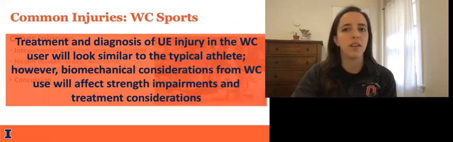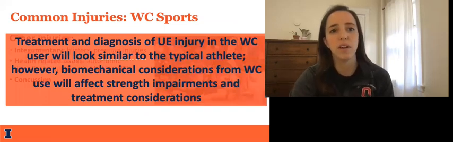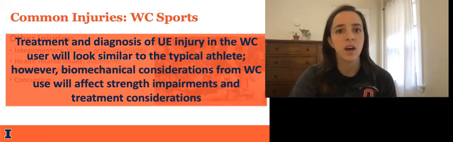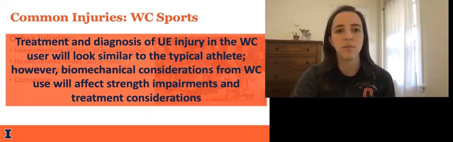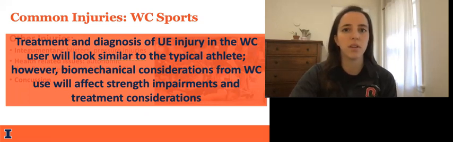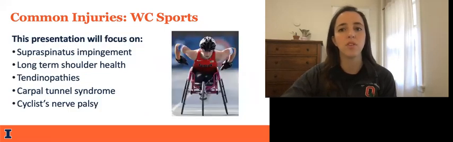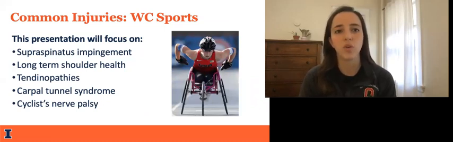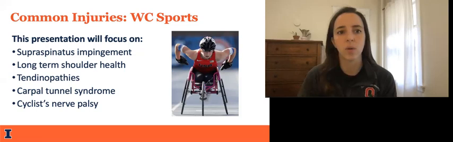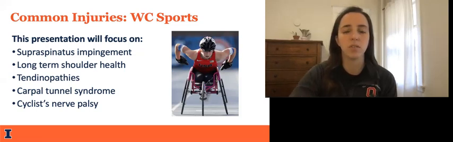So I do want to have a little bit of a disclaimer here that the treatment and diagnosis of upper extremity injury in the wheelchair user is going to look similar to the typical athlete, but there are certain biomechanical considerations from wheelchair use that are going to affect strength impairment and going to affect your treatment considerations. So it's just going to give you something to think about when treating these types of athletes. So this presentation is going to focus on supraspinatus impingement, long-term shoulder health, tendinopathies, carpal tunnel, and cyclist's nerve palsy.